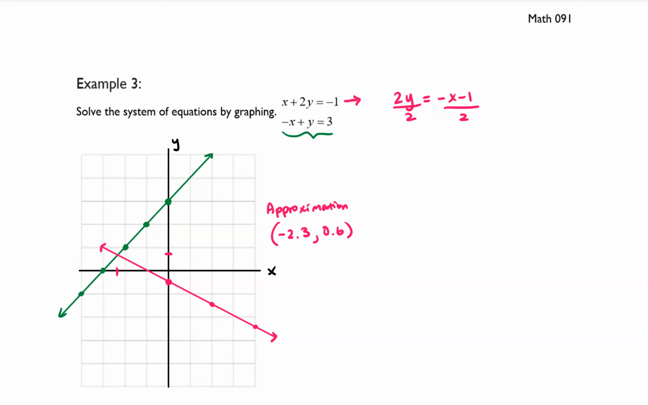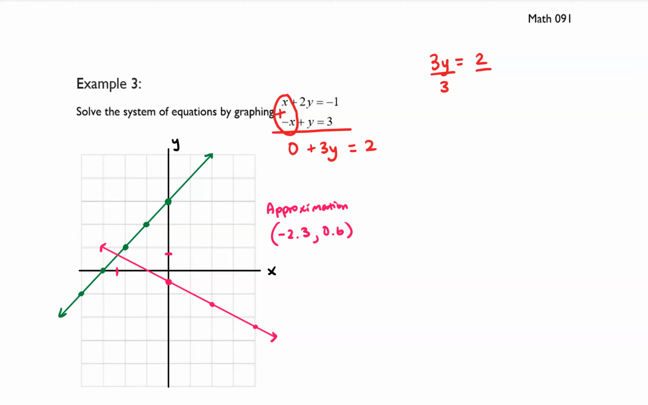I now want to utilize a different method. So normally I have to multiply something to one of the equations before I combine them by either adding or subtracting. But in this scenario, I can just add the two equations together as is, because x plus negative x is already going to give me 0, and that's going to eliminate that variable for us. So x plus negative x is 0, 2y plus y is 3y, and then -1 plus 3 is equal to 2. So that becomes 3y equals 2.